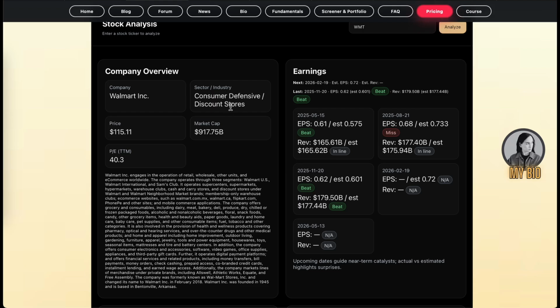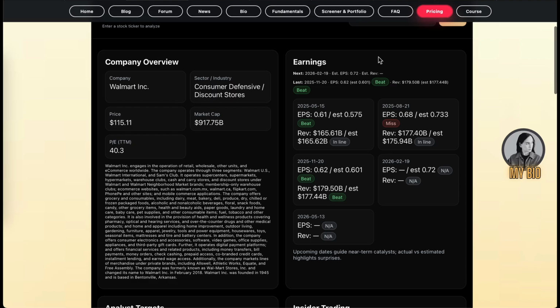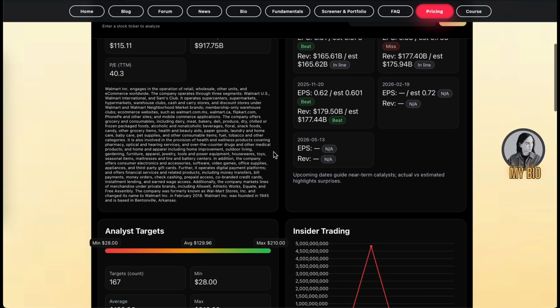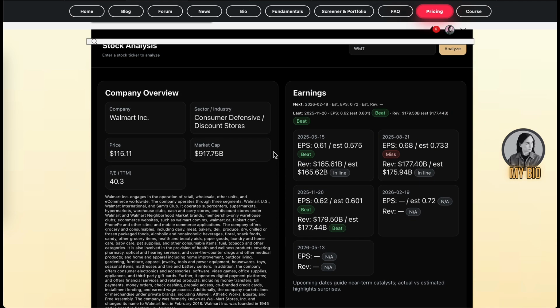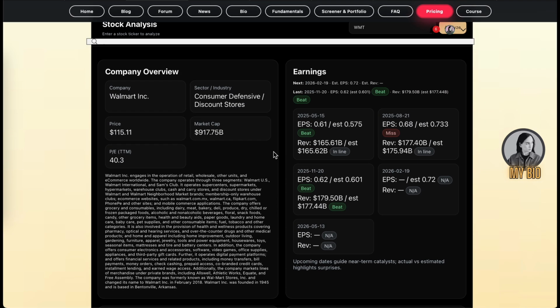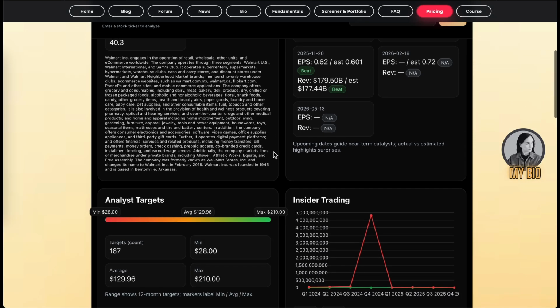And you can see the industry, price to earnings ratio. Skip this earnings part. We will get back to this part in the next section of the course. Now, what information do you see here? You see the most important fundamental information of the company.